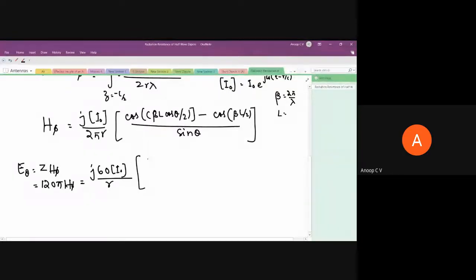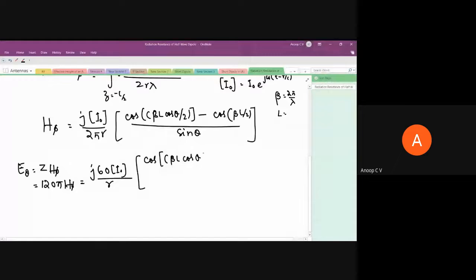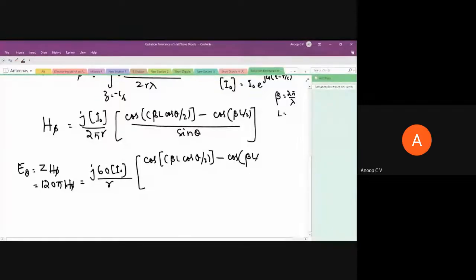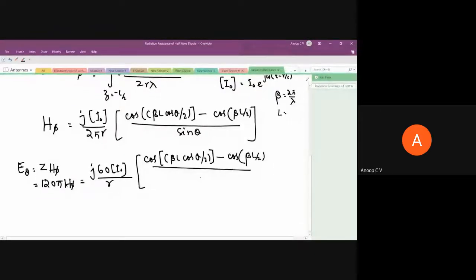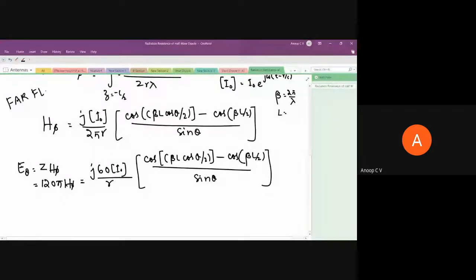It will be actually cos(beta L cos theta / 2) times cos(beta L / 2), divided by sine theta. So this is E theta and H phi. This is actually the far field pattern.